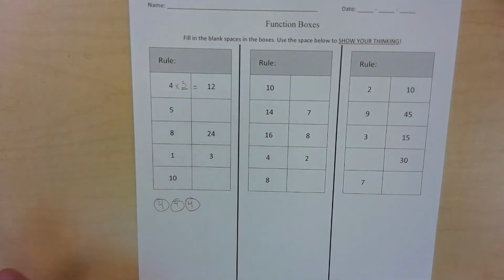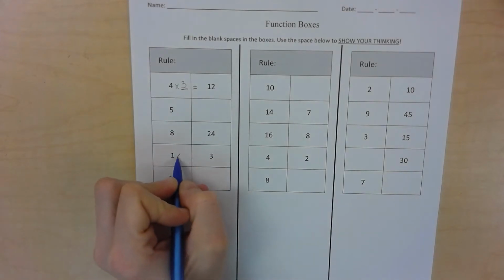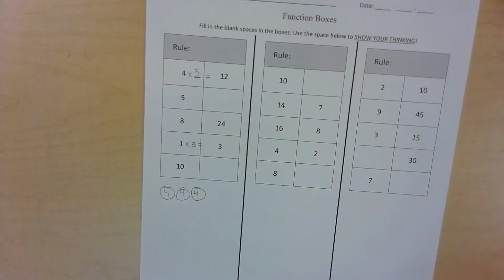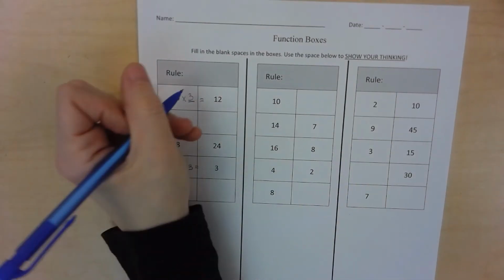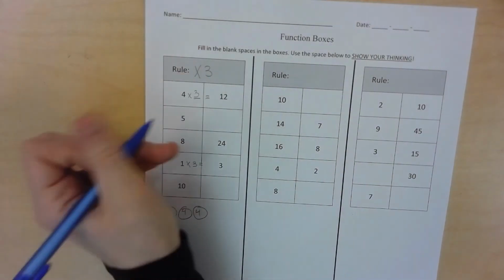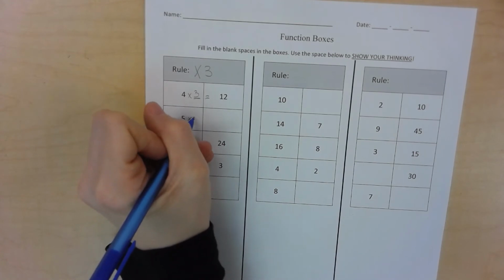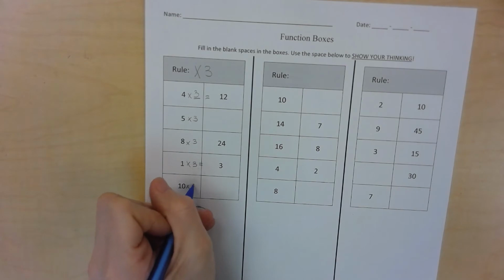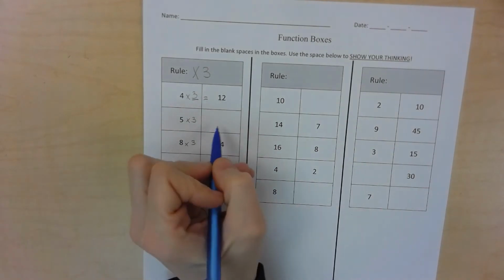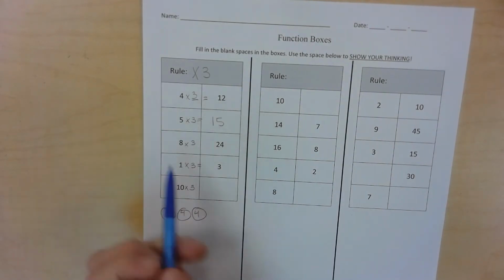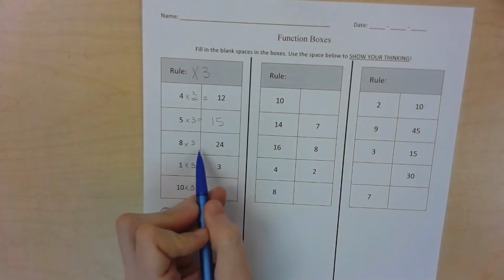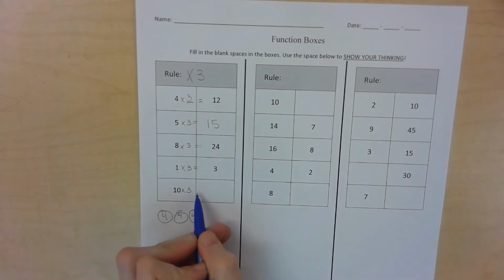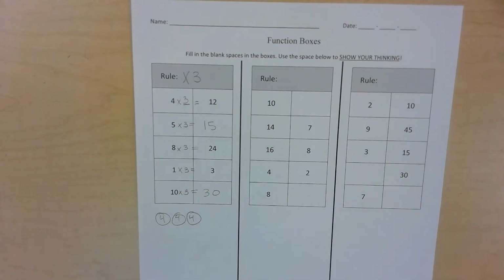Now I'm going to try that with another pair. 1 times 3 equals 3. It works. So that is my rule, multiplying by 3. So I can go and add my rule to all the boxes. Now 5 times 3 is 15, so I can find out these blank spots. 8 times 3 is 24, and 10 times 3 is 30.